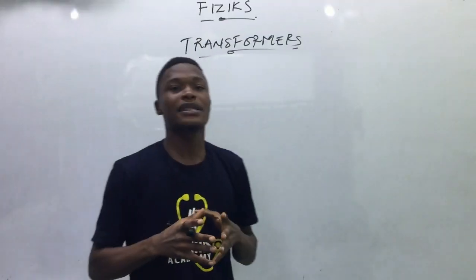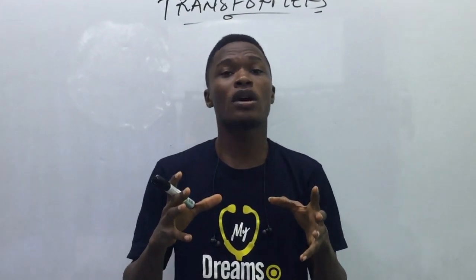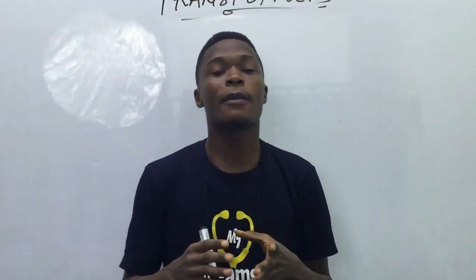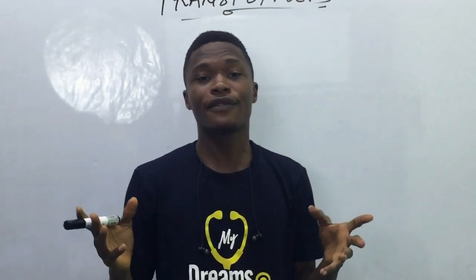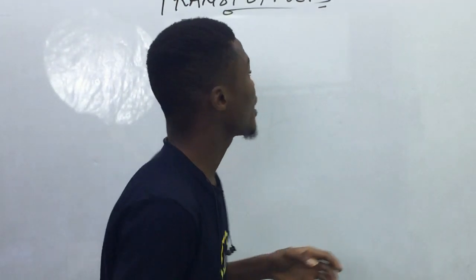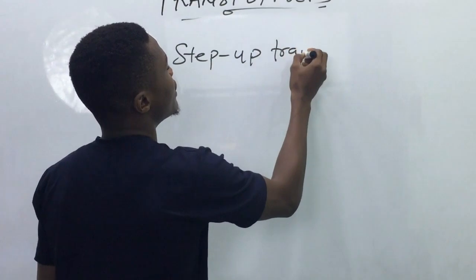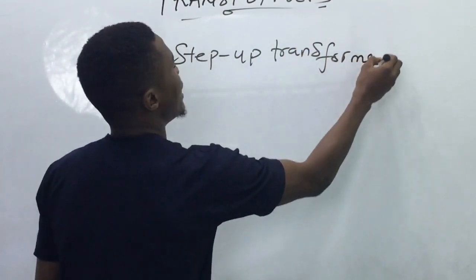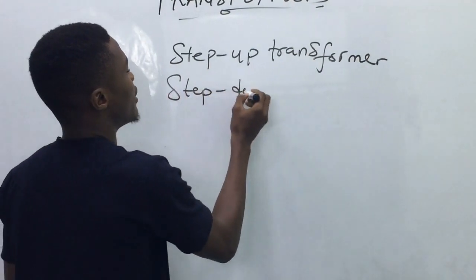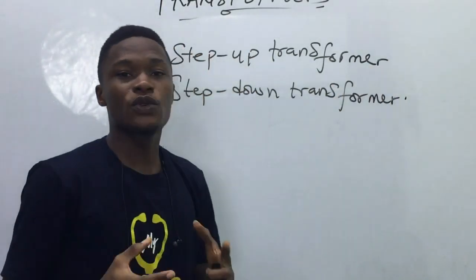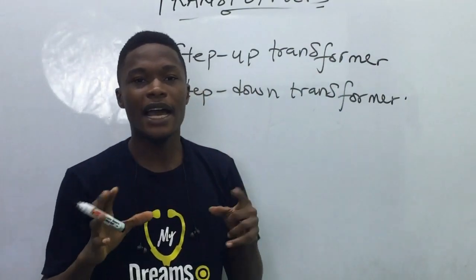Under transformers, I'm going to be teaching you about the structure of a transformer. But before that, we have different types of transformers. We have power transformers, we have auto transformers, we have different kinds of transformers that you can't even list all of them. But basically, we're going to be talking about the two types of transformer, which are the step-up transformer and the step-down transformer. These are the two types of transformer we are going to be talking about today. Other types are also there.